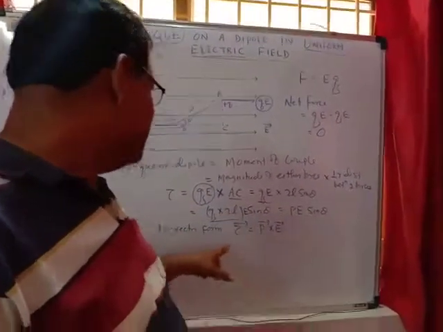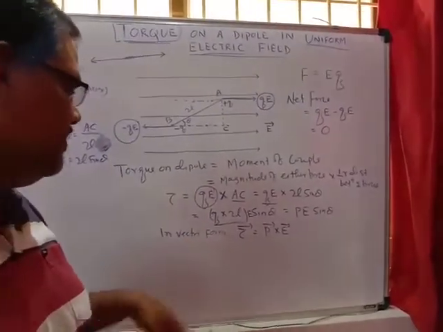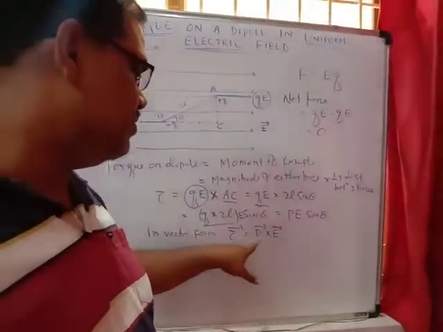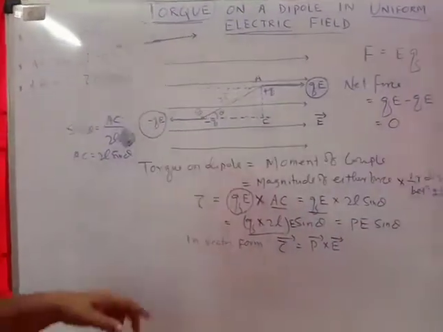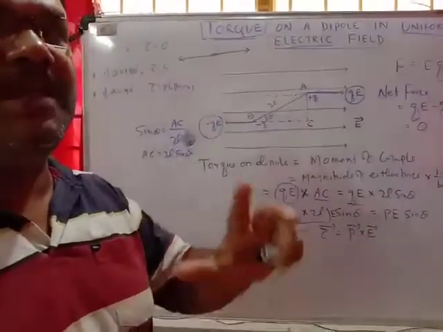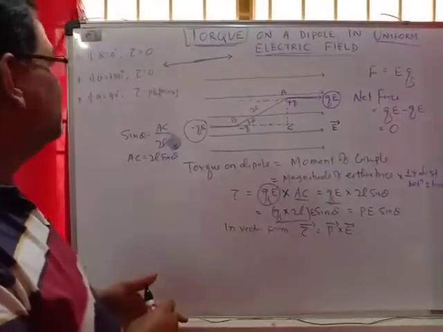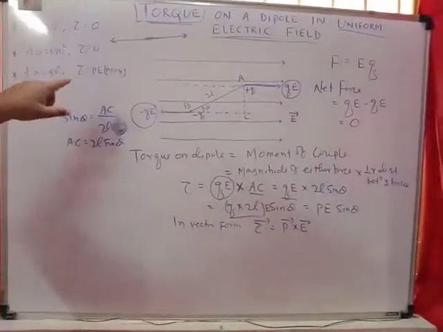sine theta. If you represent it in vector form, torque tau equals P vector cross E vector. It is clear, the P vector and E vector both lie in a plane, and the torque will be perpendicular to the P vector and E vector. By using this formula, we can write, suppose theta.